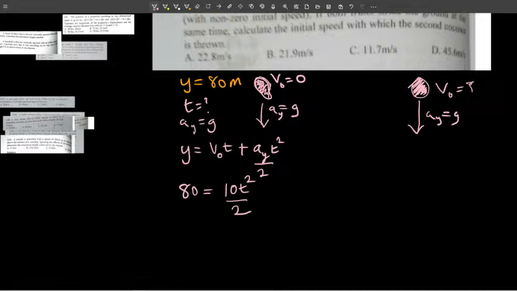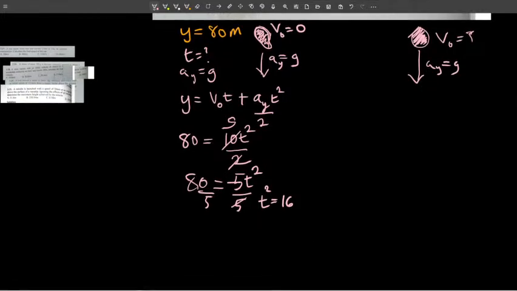10 t square over 2. So if you divide this, you'll be having 5. So 80 is equals to 5t square. Divide both sides by 5. My t square will equals to 80 divided by 5. That should be 16, I guess.